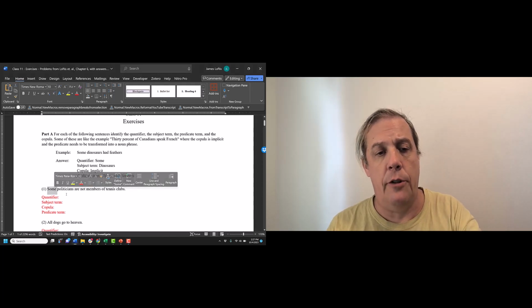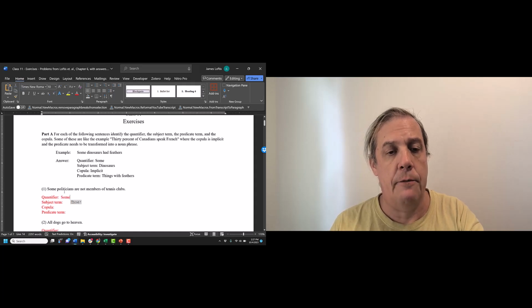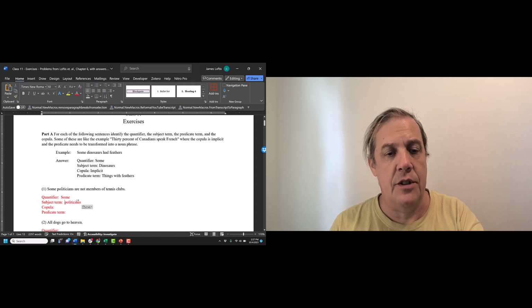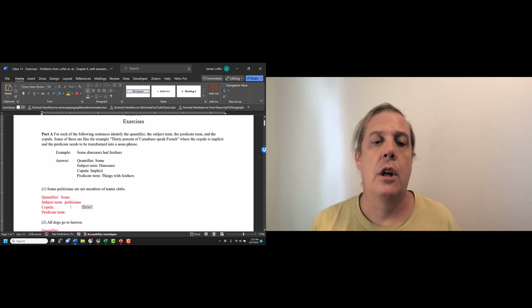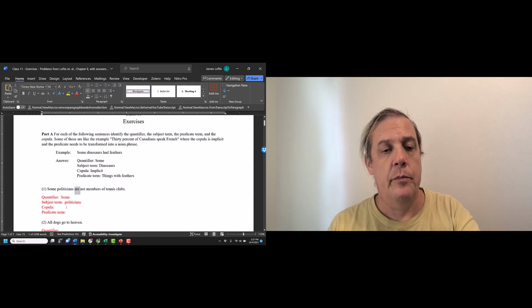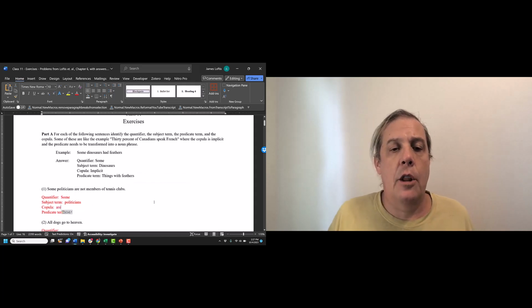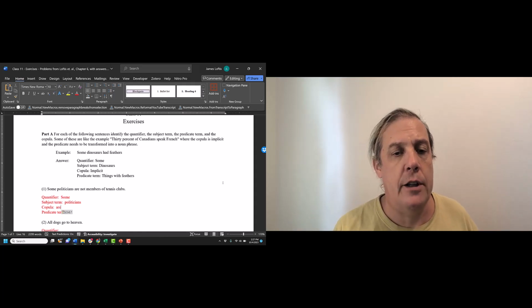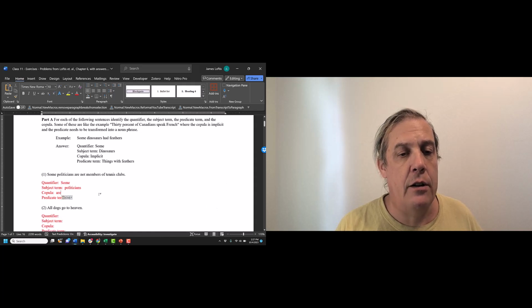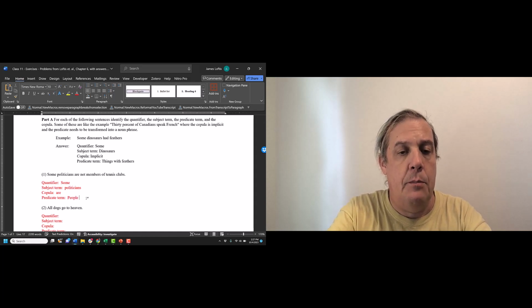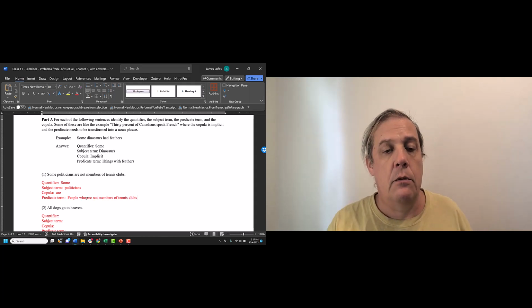The first two, I mean, for all these, the quantifier is the first term, because I'm not doing tricky problems here. And the subject term is the second word, right? Some politicians. So now you have to ask, is there a copula here? Yes, there is. Are is a copula. Now, the predicate says not members of tennis clubs. We need that to be a proper category phrase. So we can change that just to make it smoother to people who are not members of tennis clubs, something like that, right?